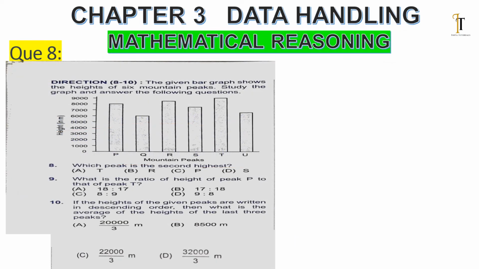Question number 8. The given bar graph shows the height of 6 mountain peaks. Study the graph and answer the following questions. So let's solve one by one. Question number 8. Which peak is the second highest?